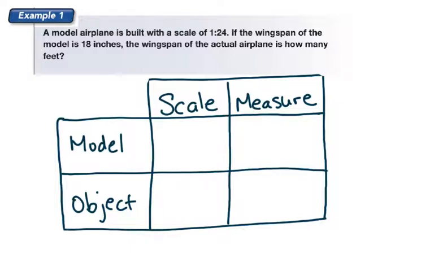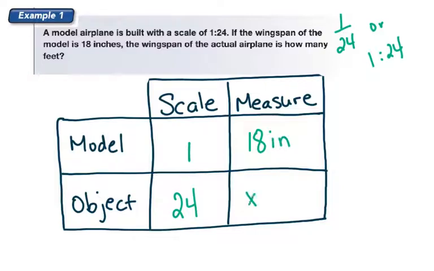So with our ratio box, our scale, they told us, was 1 to 24. So our model is that 1, and the object is the 24. So that is our scale. Okay, scale is always a ratio. It can be written as 1 over 24 or 1 to 24. Okay, if the wingspan of the model is 18 inches, they want to know how many feet the actual airplane is. So we're going to use that information.